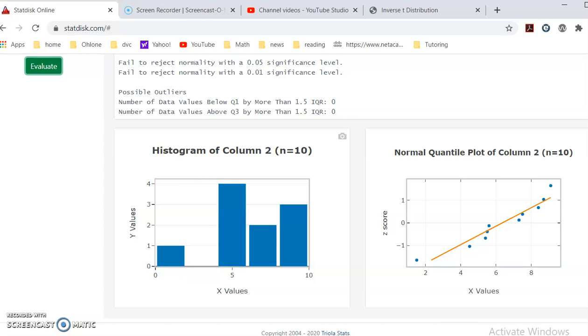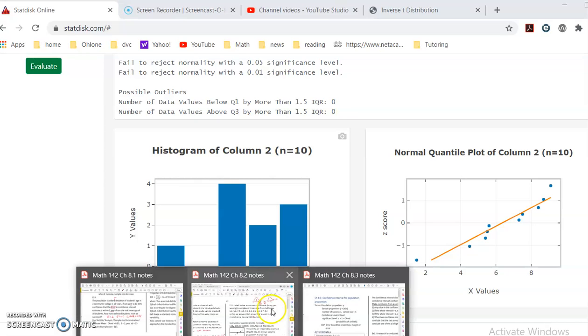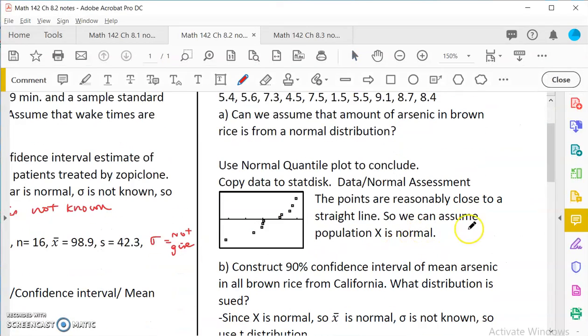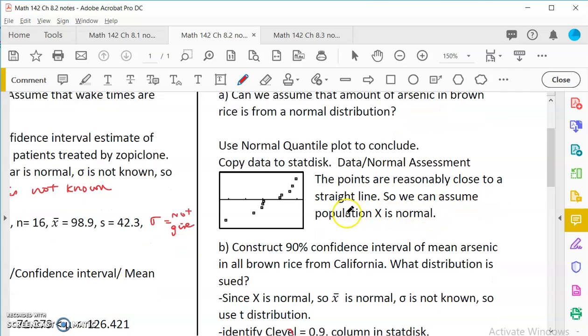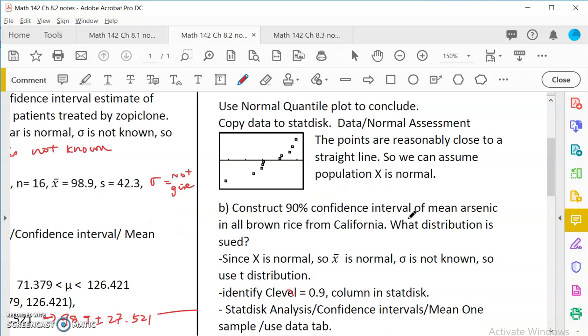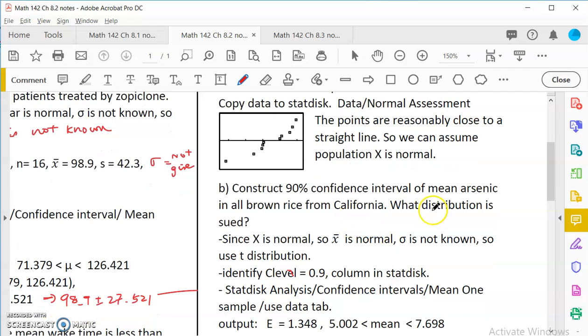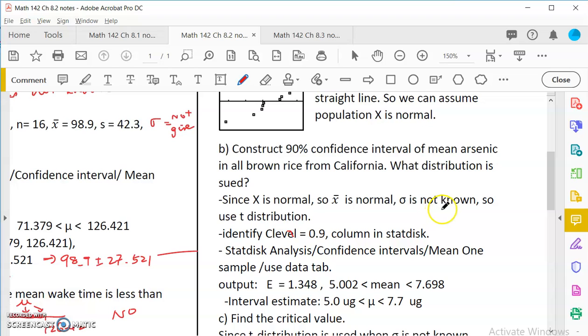Especially if you have a very small sample size, sometimes you do not get perfect data. In reality, data are not perfect. So we say the data are reasonably close to a straight line, so we can assume that population X is normal. In that case, we can use the t distribution to calculate the margin of error. Construct a 90% confidence interval of mean arsenic in all brown rice in California. What distribution is used? We use the t distribution because sigma is not known. Because we have data, we only need to know the confidence level, which is 0.9.